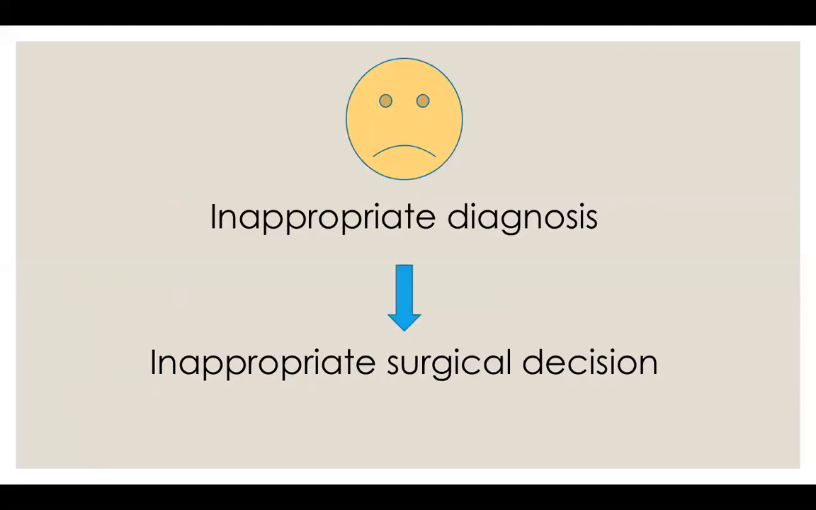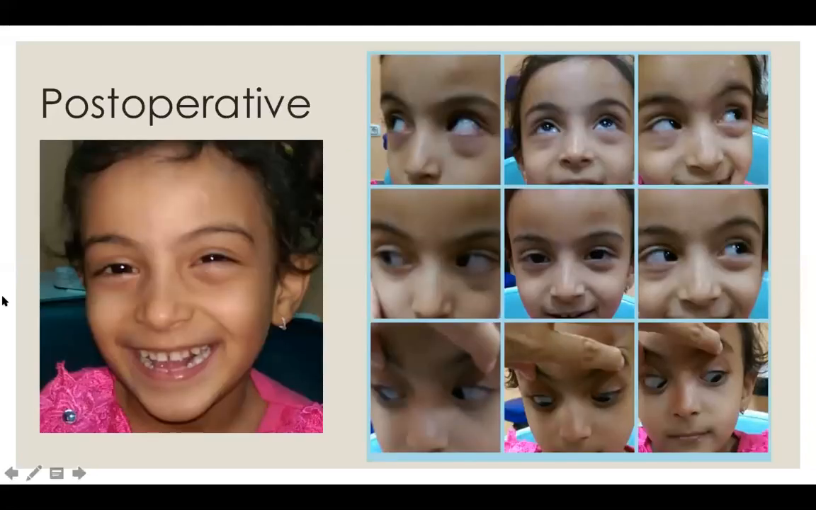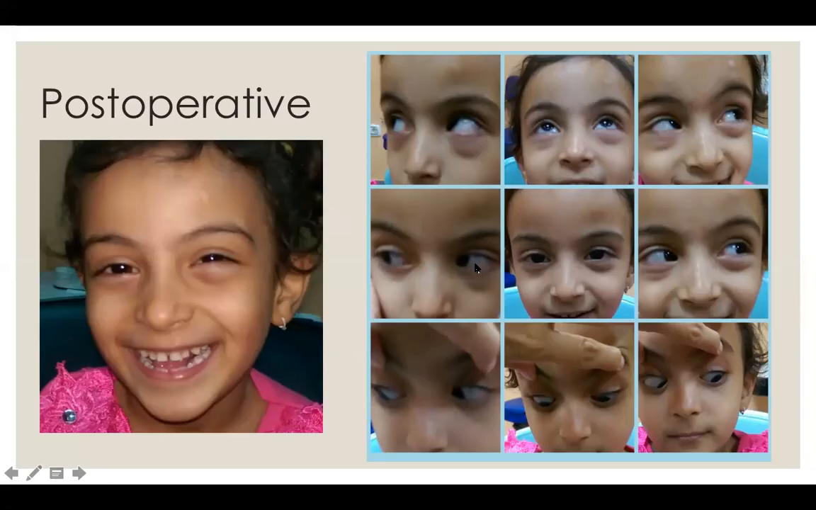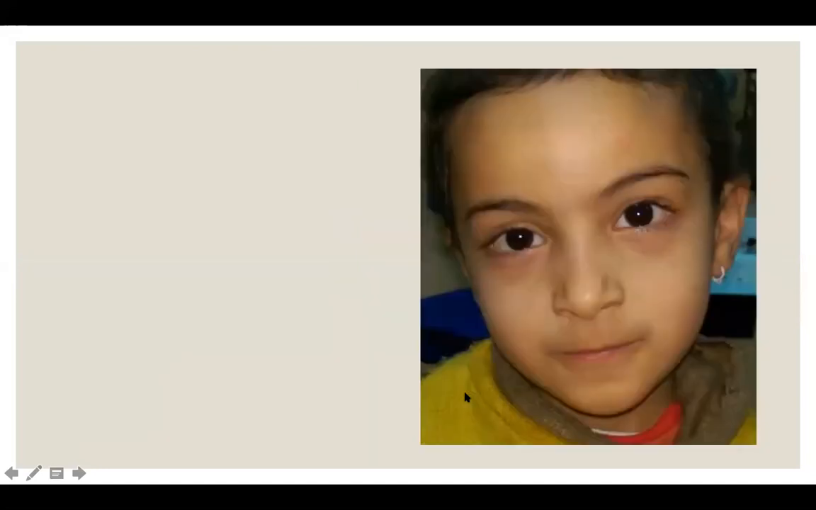However, doing bilateral surgery was an inappropriate surgical decision based on an inappropriate diagnosis of bilateral superior oblique palsy. Shortly postoperatively, the girl still had a right face turn. The inferior oblique overaction almost disappeared. And the motility was more or less good in all directions except for still left inferior oblique underaction.